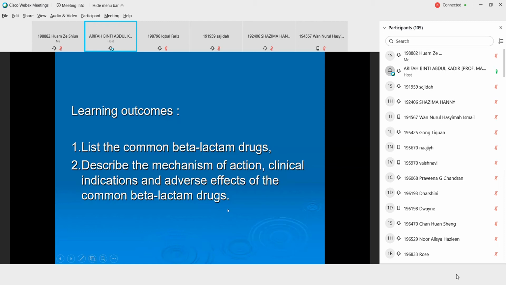Number two, be able to describe the mechanism of action. Usually when I describe the mechanism of action, I'm not going into very detail at the cellular level. So this is a very brief mechanism of action. Then the clinical indications, or clinical uses, and adverse effects of the common beta-lactam drugs.